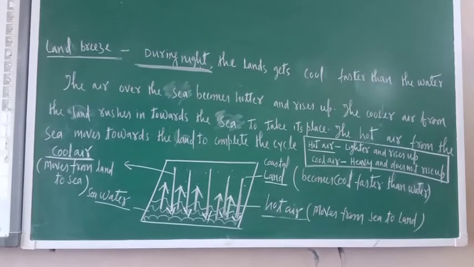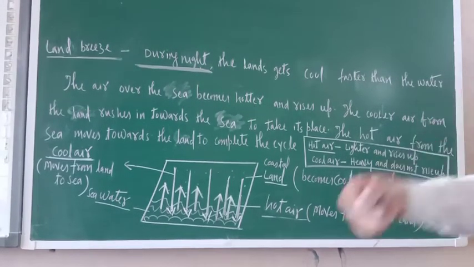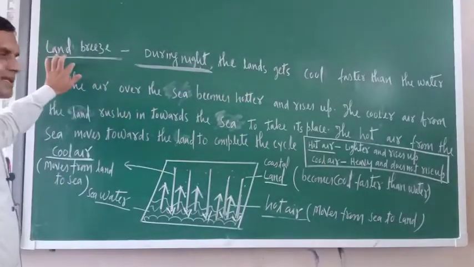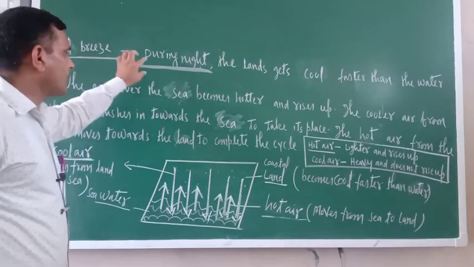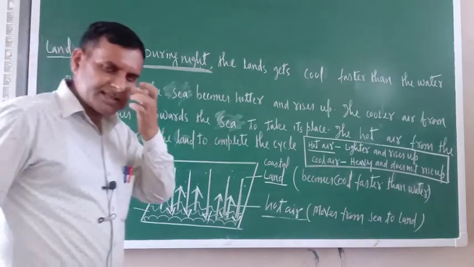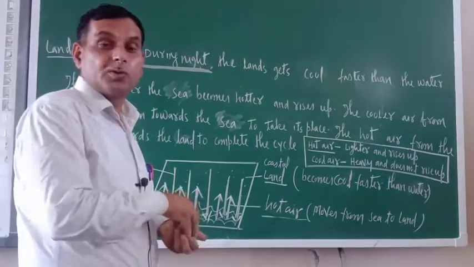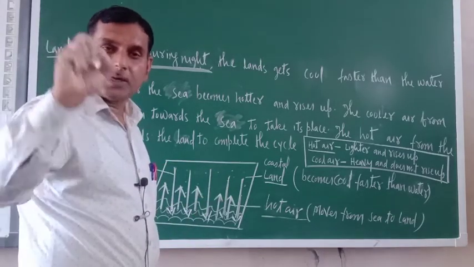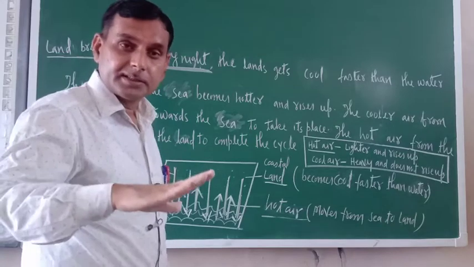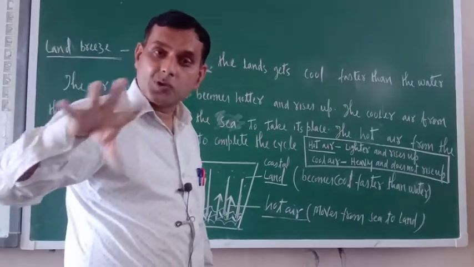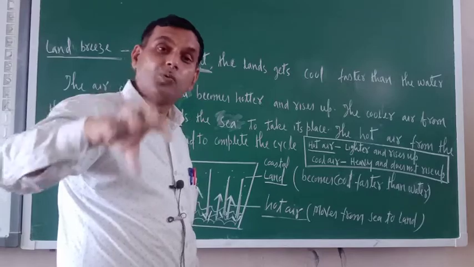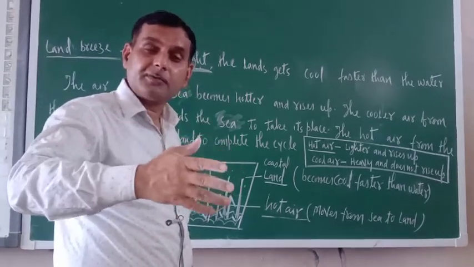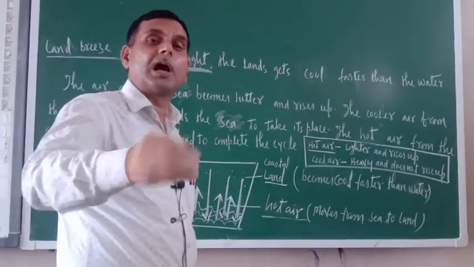So now at night the reverse will happen, and at night the phenomenon is the land breeze. Just see, at night the sun is not shining. There is a quality of water: it becomes hot slowly and becomes cool also slowly. While land becomes hot very soon and becomes cool also very soon.